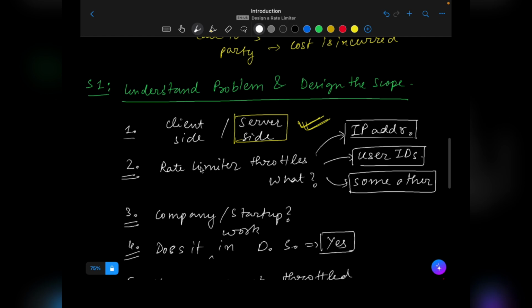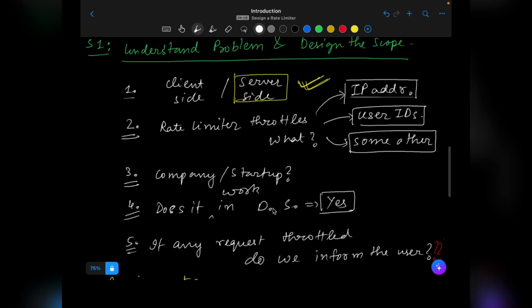Are we building it for a company or a startup, so that we can handle a large number of requests depending on the answer of the interviewer? Fourth is like, does it work in a distributed system? In most of the cases it should work in a distributed system. And for the final question, do we handle the throttle properly? Like, do we return the information to the user whenever a particular request has been throttled?